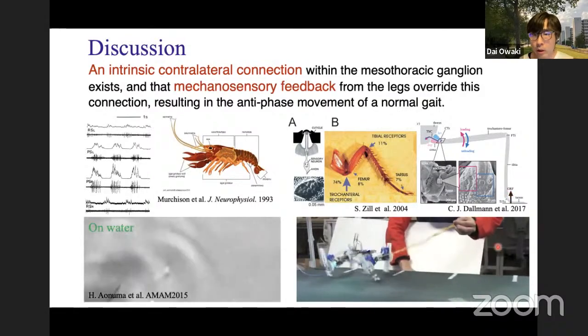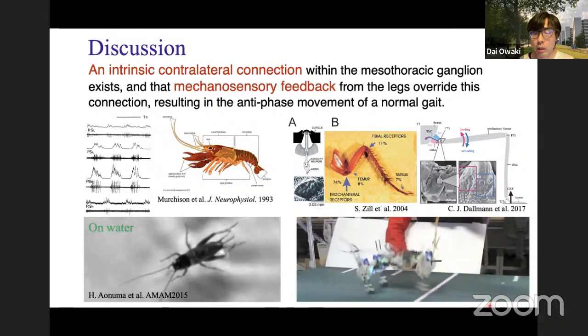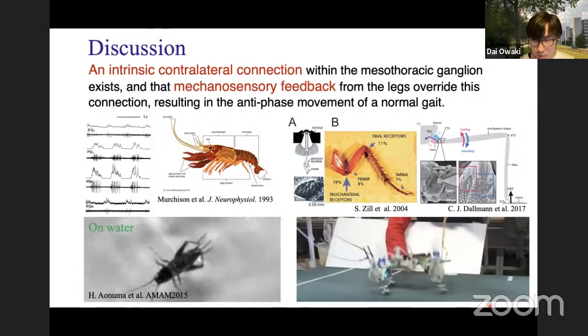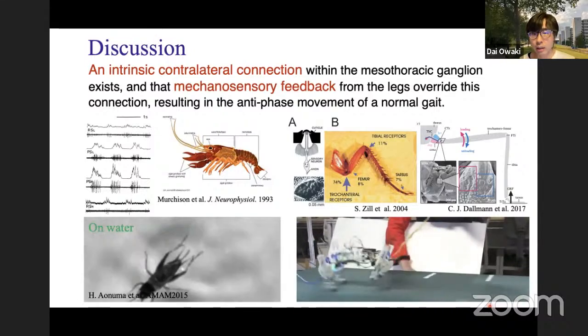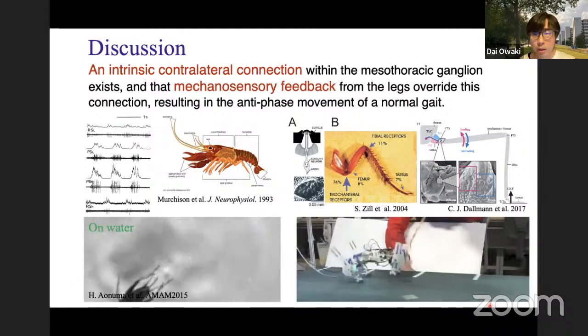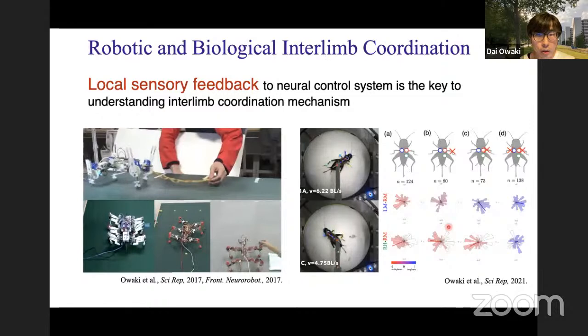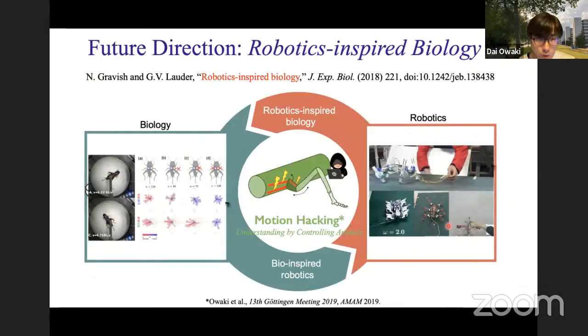These findings are consistent with our previous robotic study, in which we proposed a load-dependent leg coordination rule that exploits local sensory information for each leg. So that's a summary of my presentation. And as a future direction, recently robotics-inspired biology has been proposed for understanding the mechanism of animal behavior.